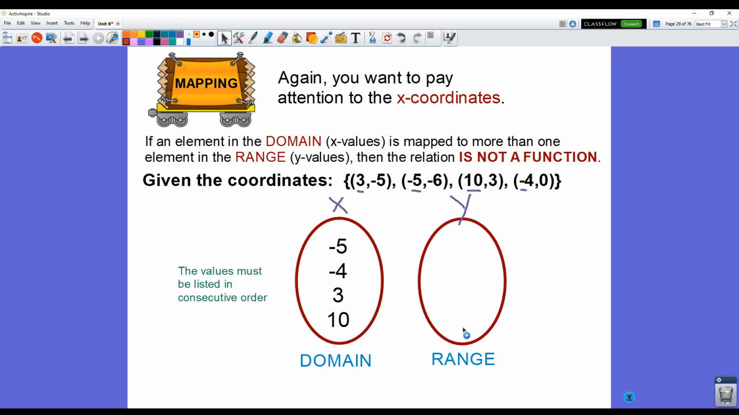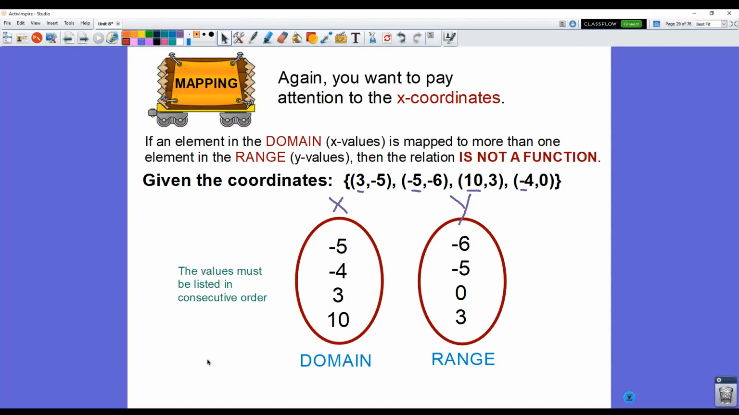Now we're going to write our range, our y values, also in that same consecutive order. So looking at my y values, I have -5, -6, 3, and 0. So the smallest is -6, then -5, 0, and 3.